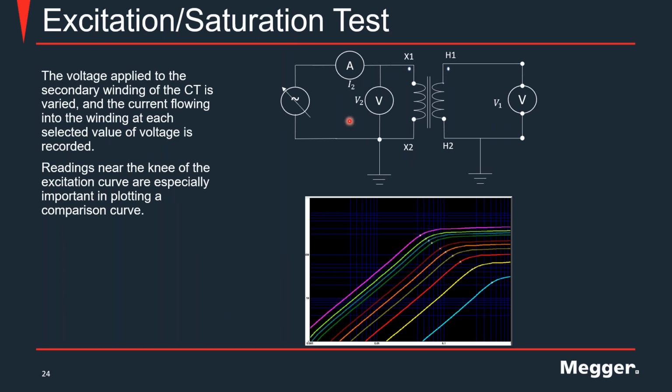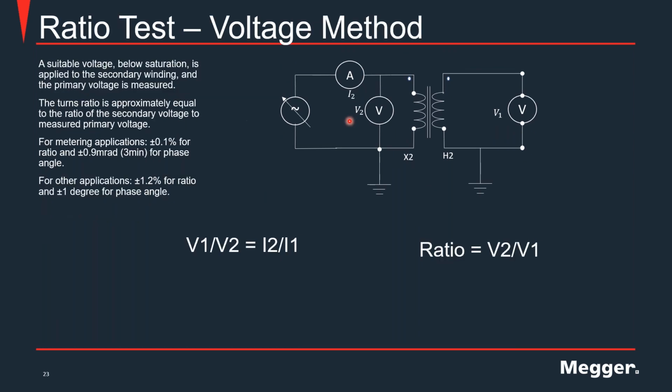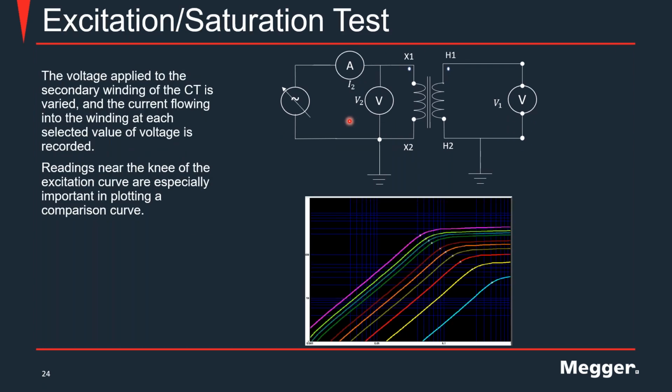For the excitation or saturation test, we use the same connections that we had here. We inject variable voltages. We start by injecting low voltages and measuring the currents. Here we have this voltmeter and ammeters, which allow us to inject higher voltages and then measure the currents.